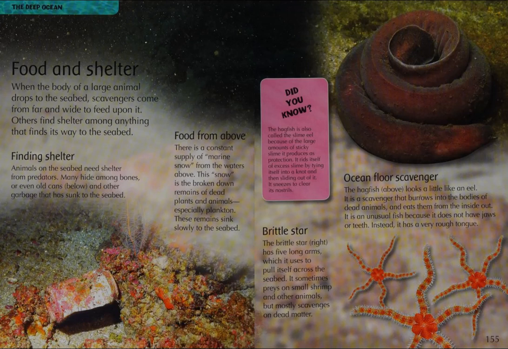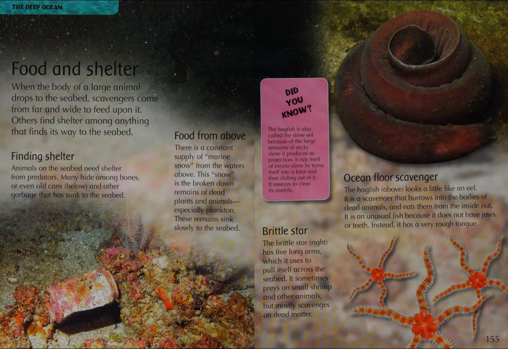Ocean floor scavenger. The hagfish, above, looks a little like an eel. It is a scavenger that burrows into the bodies of dead animals, and eats them from the inside out. It is an unusual fish because it does not have jaws or teeth. Instead, it has a very rough tongue.